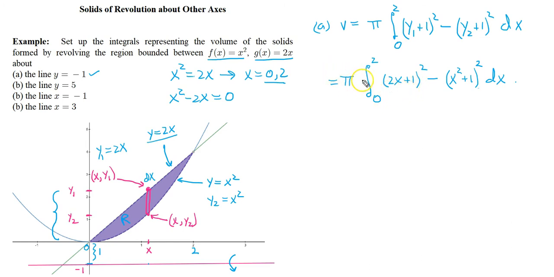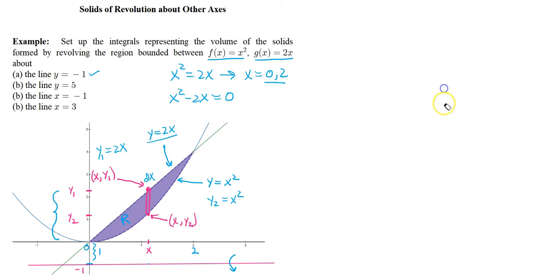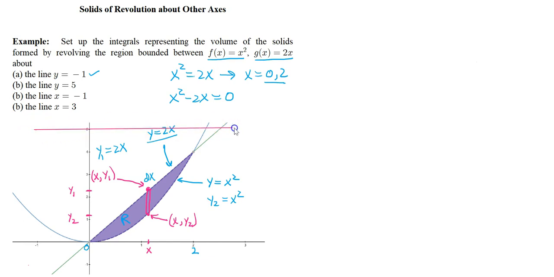Now let's look at part B. For part B, we want to rotate around the line y equals 5. So let's put that line y equals 5 on the graph here. This is our line y equals 5 right here, and that is 5 right there on the y-axis. So now, the same formula as before. Our volume is going to be pi times the integral of the outer radius squared minus the inner radius squared.